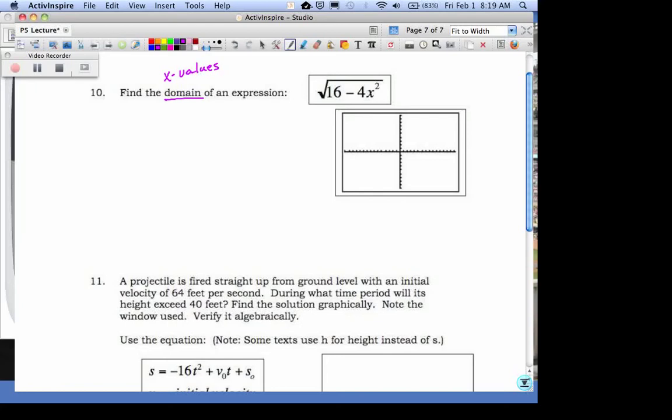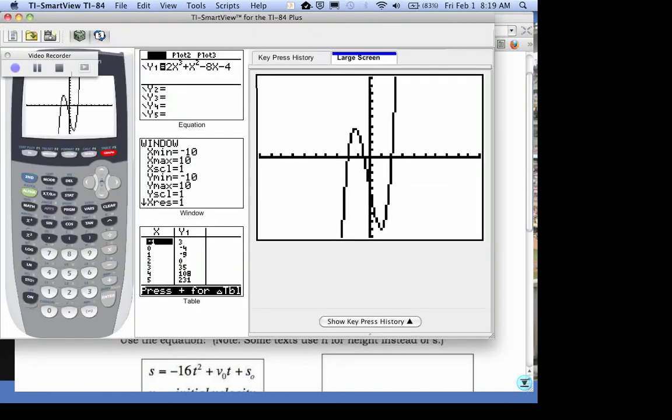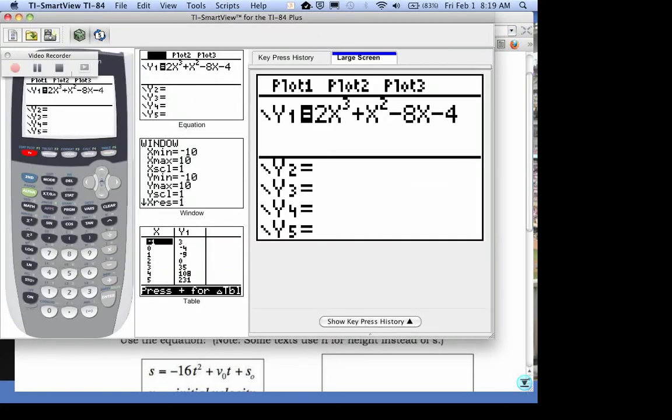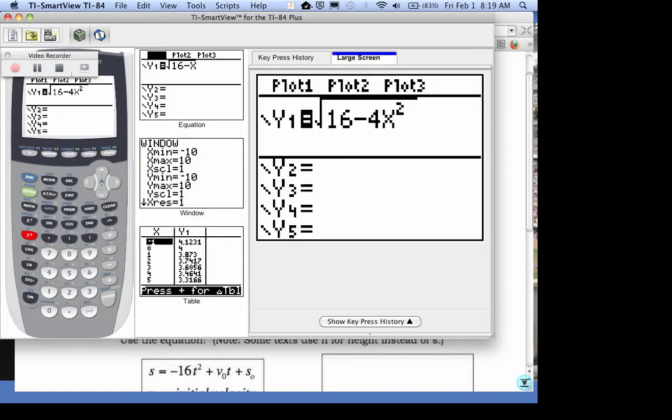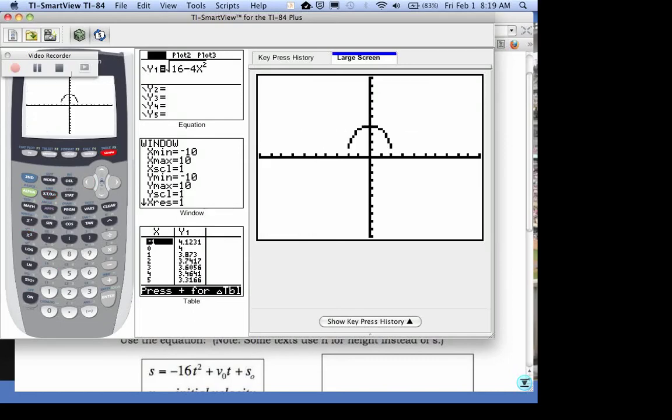So that's the square root. Square root of what? 16 minus 4x squared. So what does it look like? Top half of a circle.